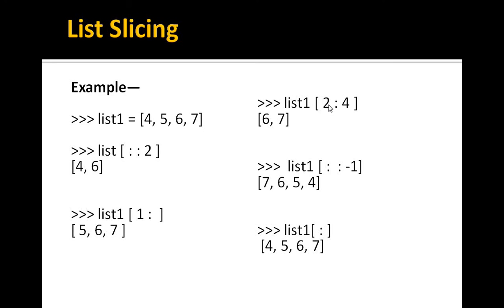In the next example, start and stop positions are given. Start position is 2, that means at position 2 is 6, and stop position is given as 4, that means 4 minus 1, excluding the 4, that means 3. So values at position 2 and 3 are accessed. 6, 7 are at positions 2 and 3 in this list.